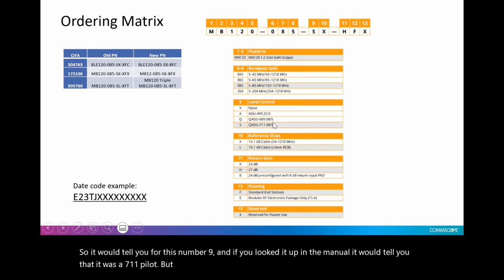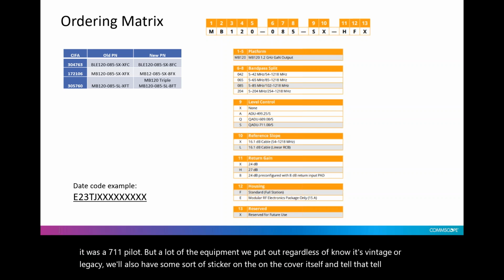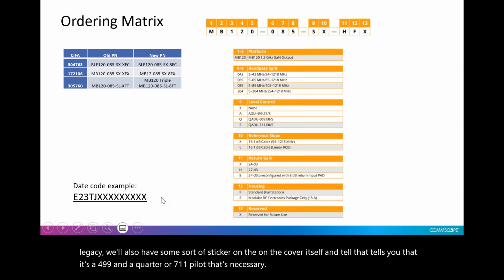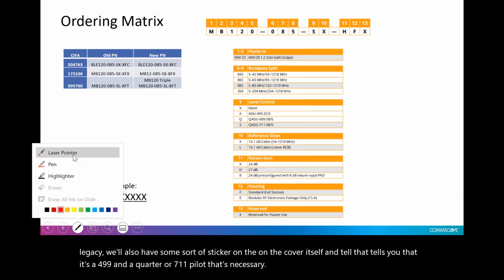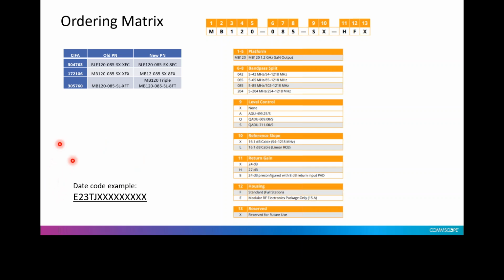But a lot of the equipment we put out, regardless of its vintage or legacy, will also have some sort of sticker on the cover itself that tells you that it's a 499 and a quarter or a 711 pilot. I've certainly seen techs get confused between the 499 and 711. So it's always good for technicians to make sure they're looking at the right frequency for their pilot.